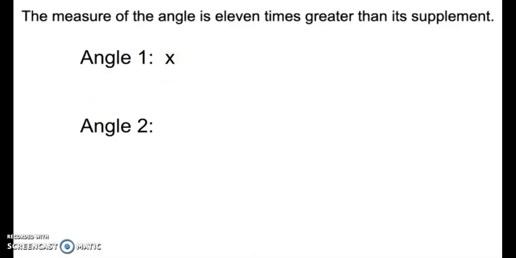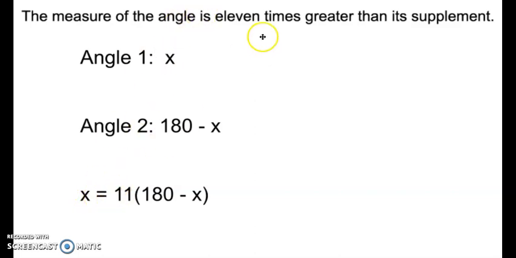Now, remember, supplementary means that the 2 angles add up to 180. So the supplement of one angle would be 180 minus that angle, or in this case, 180 minus x, since the original angle is x. Now, to set up an equation, we have the measure of an angle, that's x, equals, which means is, 11 times greater than its supplement. So 11 times the supplement. Okay, so now we have to solve that equation.